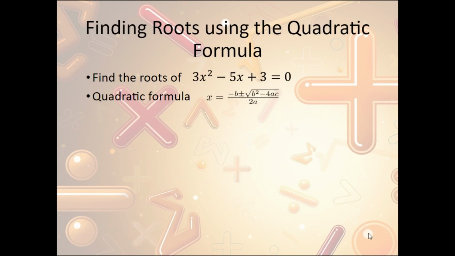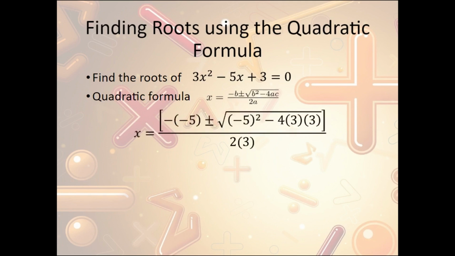Let's look at one more example. We have 3x squared minus 5x plus 3 is equal to 0. So we plug everything in, and we end up with negative negative 5 plus or minus the square root of negative 5 squared minus 4 times 3 times 3 over 2 times 3. And when we simplify that, negative 5 is positive 5. Negative 5 squared is just 25. And then negative 4 times 3 is negative 12, times 3 is negative 36. And then 2 times 3 is 6.